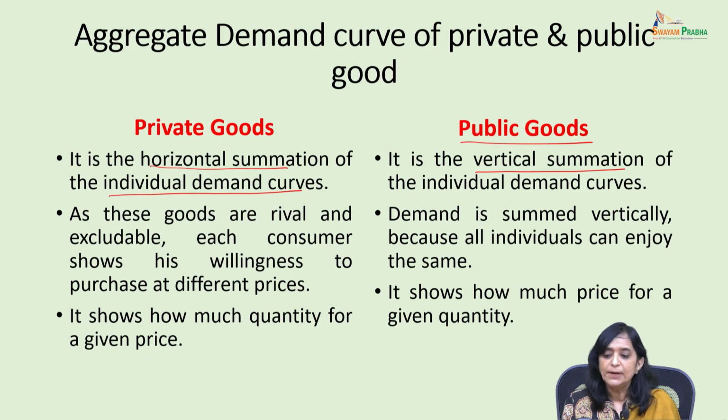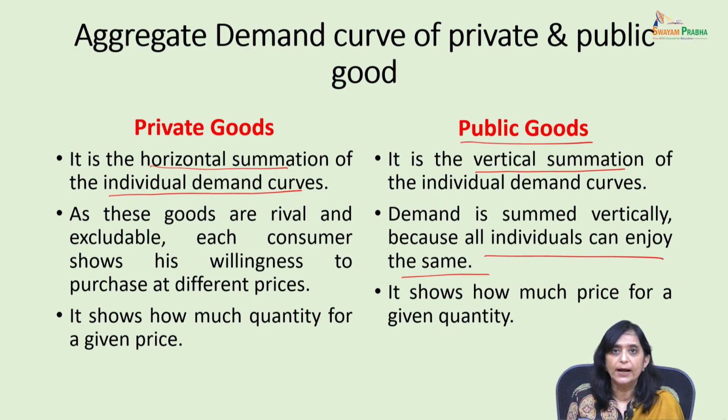Why? Because in case of public goods, individuals can enjoy the same quantity since consumption is non-rival. Hence, in case of public goods, when we get the aggregate demand curve by vertically adding up the individual demand curves, it shows how much price for a given quantity.